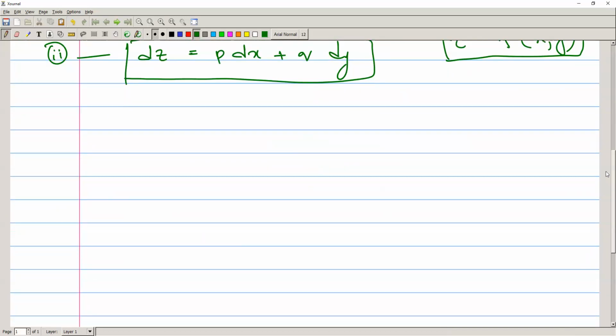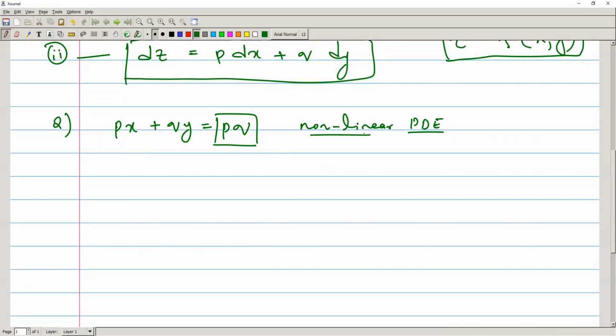So let's start with an example. Let's say we are given a question that says p times x plus q times y is equal to pq. Now you guys are familiar with these types of equations. We can see that this is a nonlinear PDE because here the derivatives p and q are in product form. So this is a nonlinear PDE. So now we'll apply Charpit's method and we will see how to solve using Charpit's method step by step.